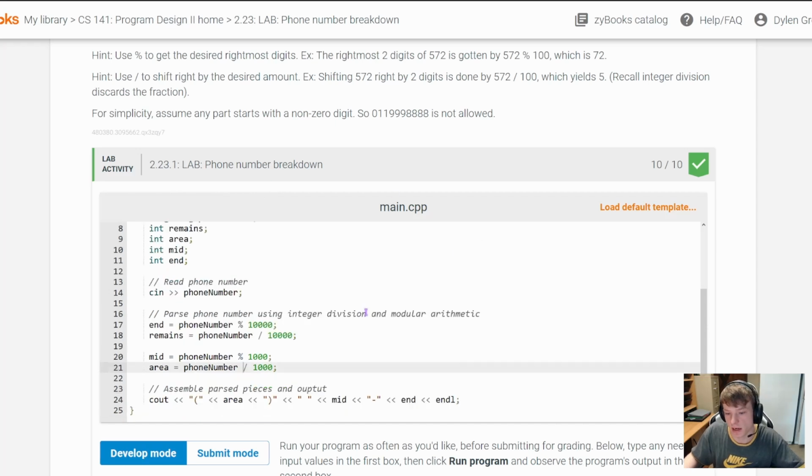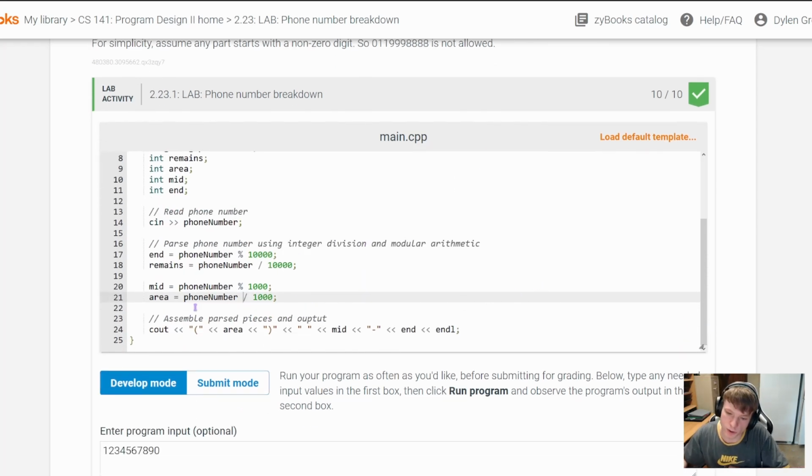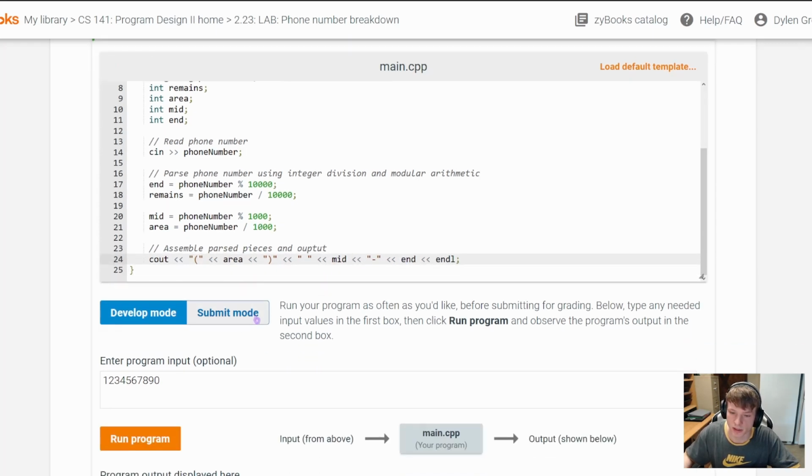And that's kind of all there is to it. Of course, we do have to assemble the parsed pieces and output them, but this is fairly straightforward. We just use the insertion operator and concatenate the string with the variables that we had to get it in the desired format, right? So it's important to remember the space here, and then the dash between the middle and the end.